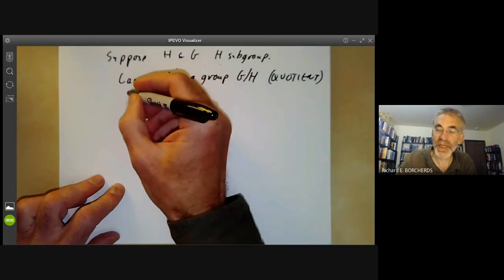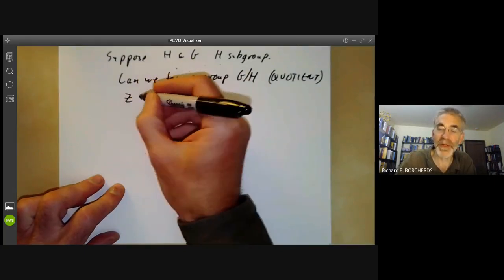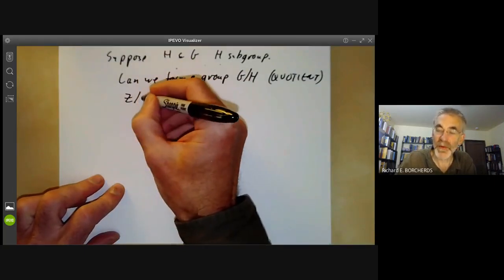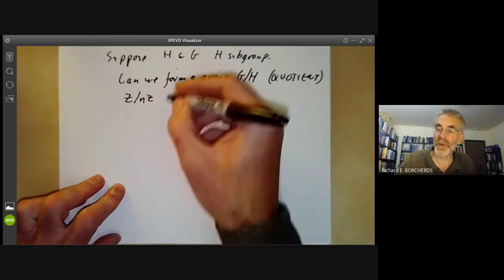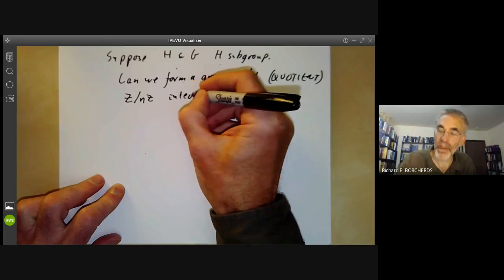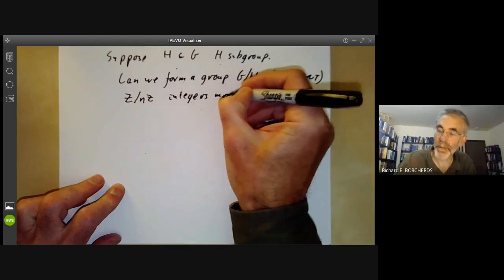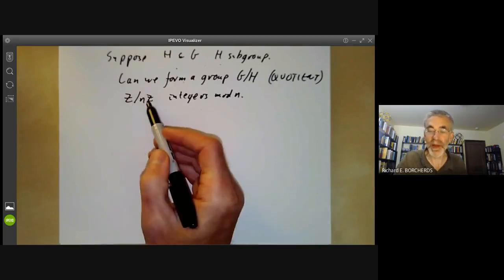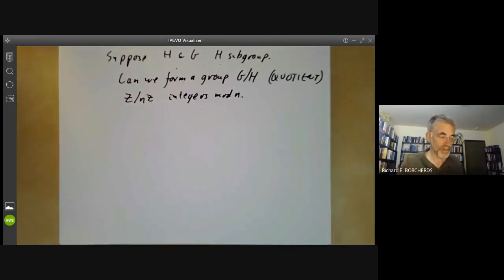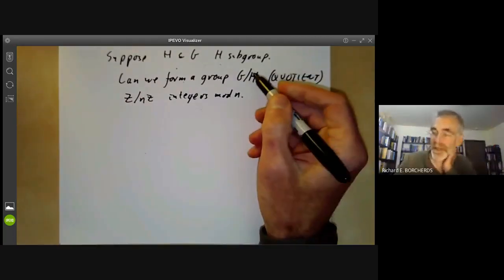So we've seen some examples of this in number theory. If you take the group Z and you force all multiples of n to be trivial, then you get a sort of quotient group, the integers mod n, which is a group of order n. So this is a quotient of Z by a subgroup nZ. And how can we do this in general?